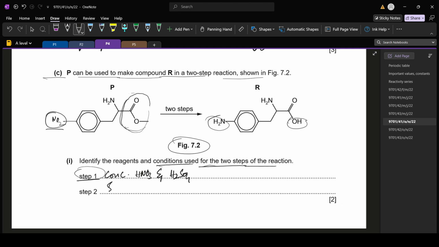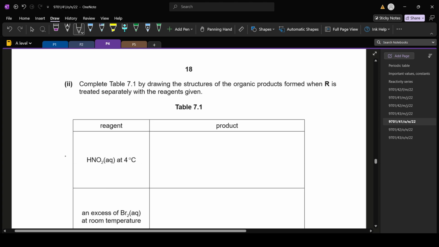And what are the conditions for this? This is tin and concentrated HCl, and heat under reflux. Okay, so these are your conditions. Now let's move to the next part.